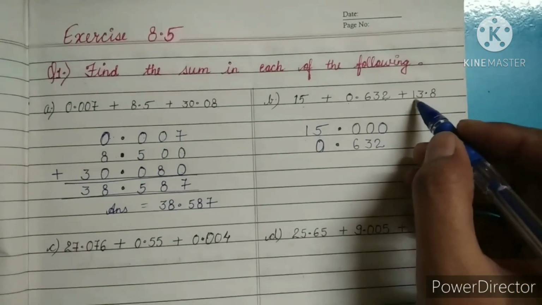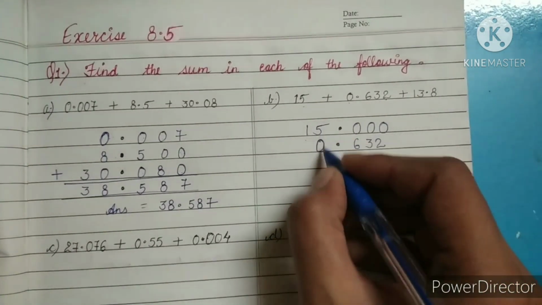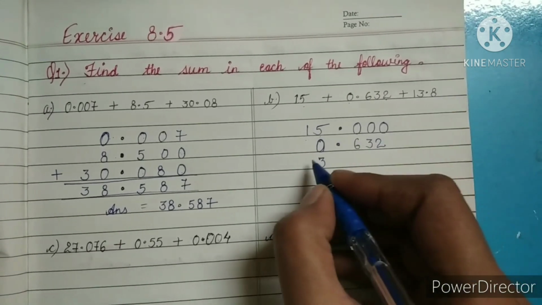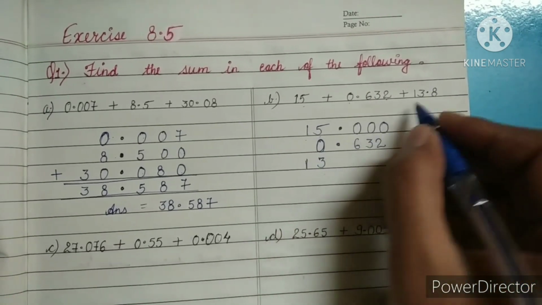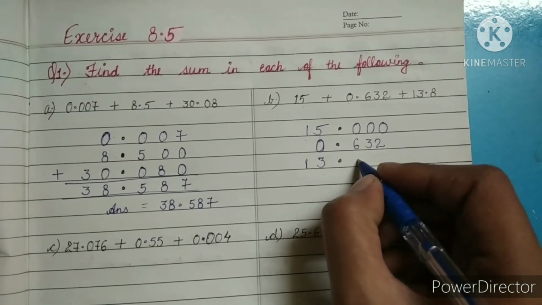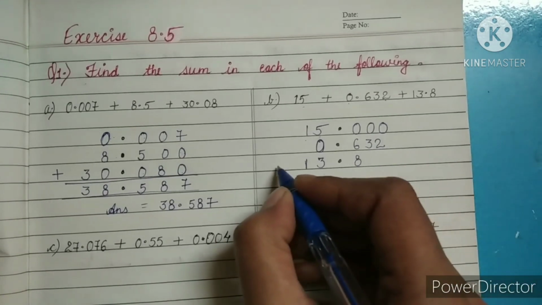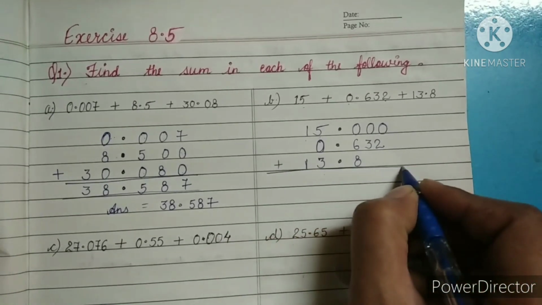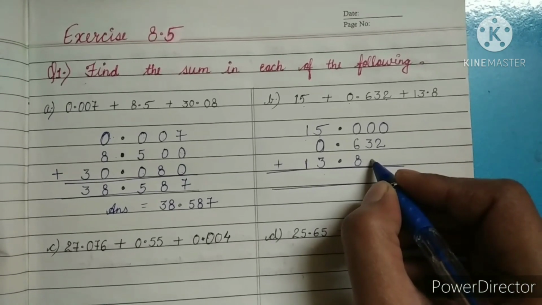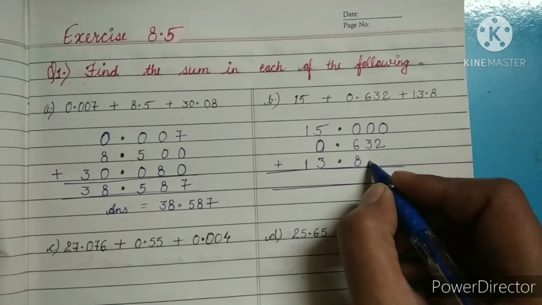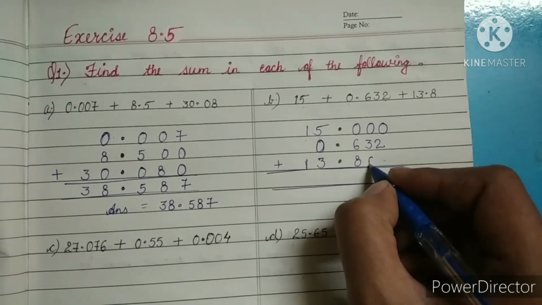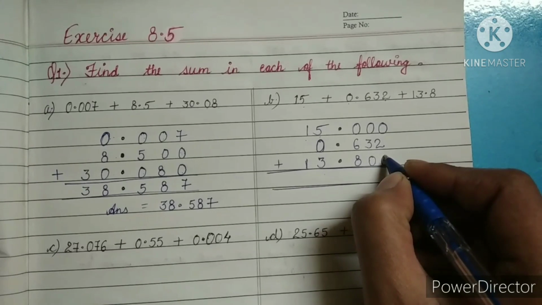Now the last value is 13.8. So 13, 3 will go below the ones, 1 will go below the tens. Then decimal, after decimal 8 will go on the 10th position. Now we can add them. Okay, you can see here after the 8, two values, that is 100th and 1000 are blank.